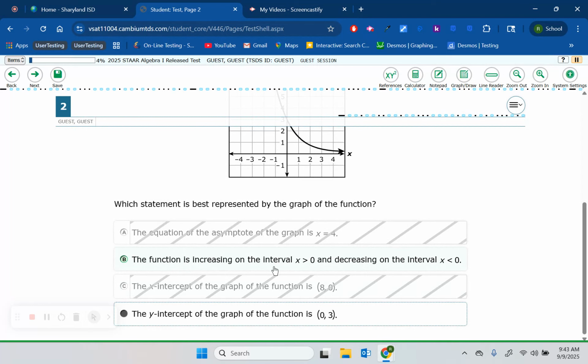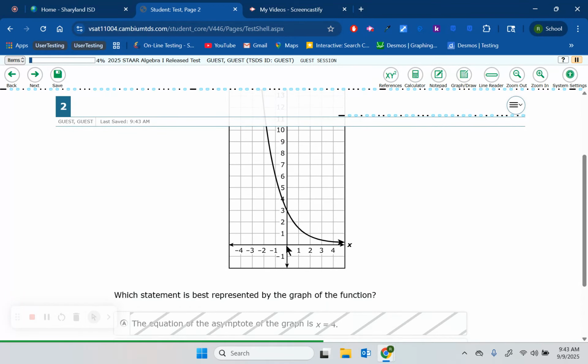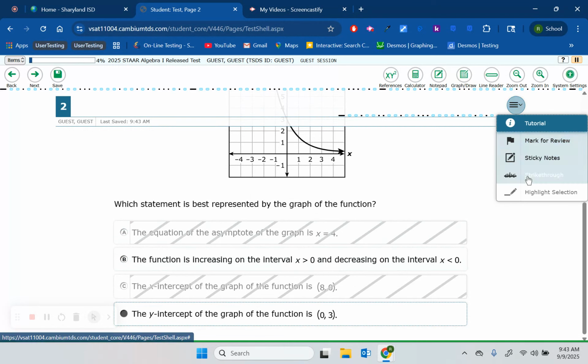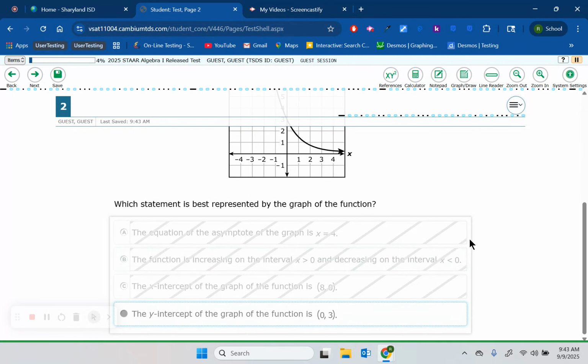Let me just go back to this one, why this is not the answer. The f of x is increasing for x greater than 0. So anything from here on this graph is getting higher. No, it's going down. So you're not it either, buddy. And so, yes, the y-intercept is (0, 3). That's it. That's probably one of the harder questions, in my opinion. It's just understanding what all this stuff is asking too. But once you figure that out, it's pretty straightforward.